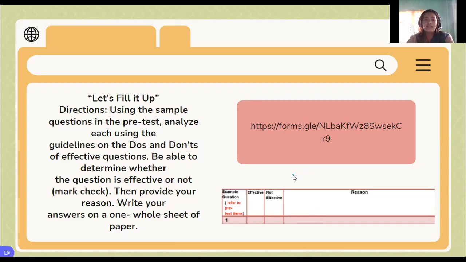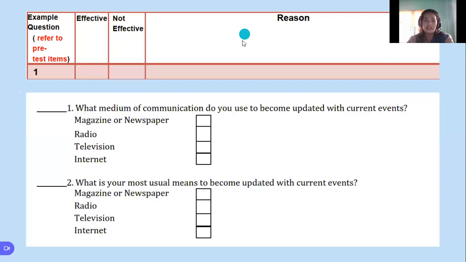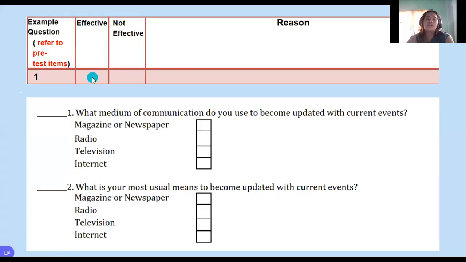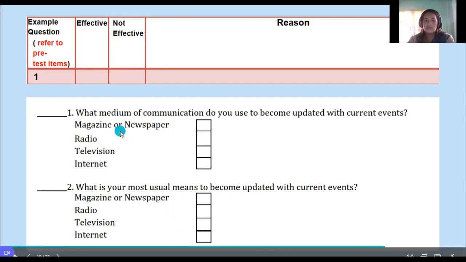Okay, so these are the questions. What you have to do in this form is to put a check mark if the question is effective. This is number one, and not effective if it's not effective. But of course, you have to reason out. You have to give the reasons why it is effective and why it is not effective. Remember the activity earlier wherein you had to select true or false, where T states that the questions are clear and understandable, while F is for confusing questions. So this is the first question, and then the second one.